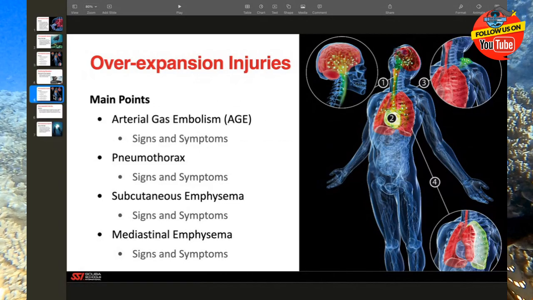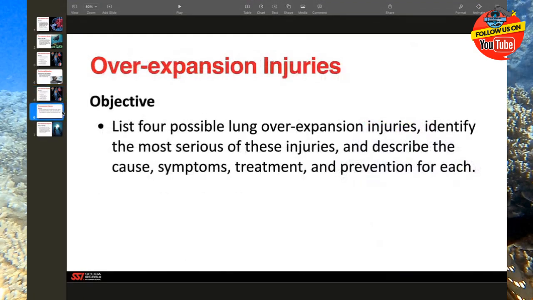So once again, our main points we talked about tonight: the most serious of the overexpansion injuries being the arterial gas embolism. We also talked about the pneumothorax, the subcutaneous emphysema, and the mediastinal emphysema, as well as signs and symptoms for those and treatment of them. So once again, our objective was to be able to list the 4 possible lung overexpansion injuries, identify the most serious, and describe the cause, symptoms, treatment, and prevention for each.